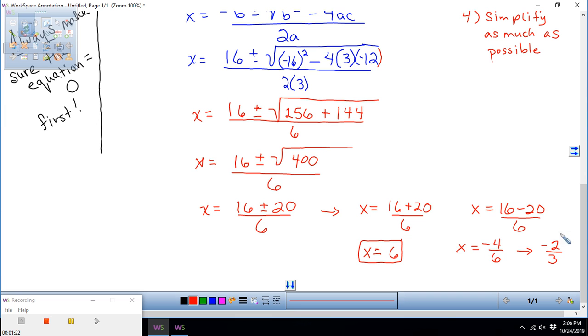So we have two solutions, x equals 6 and x equals negative 2/3. Go ahead and pause, finish copying this in your notes, and we'll move on to the next example.